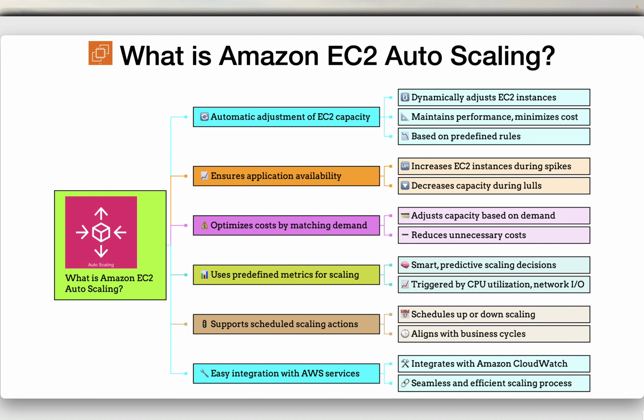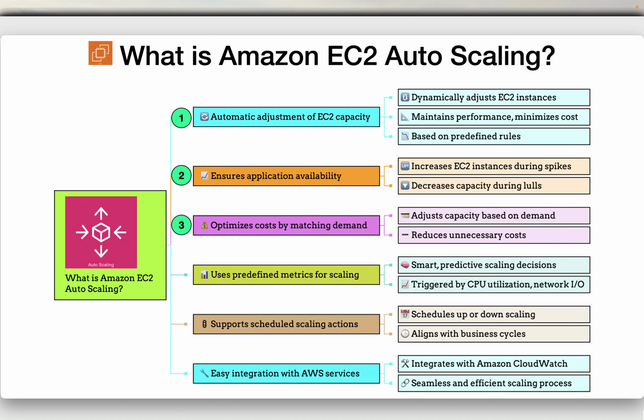So what is Amazon EC2 auto scaling? First, automatic adjustment of EC2 capacity. Amazon EC2 auto scaling dynamically adjusts the number of EC2 instances in your application to maintain performance and minimize cost based on predefined rules. Second, ensures application availability. It automatically increases the number of EC2 instances during demand spikes to maintain performance and decreases capacity during a down period to reduce cost.